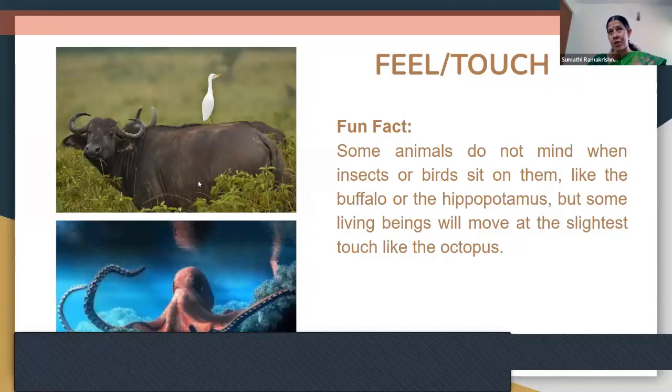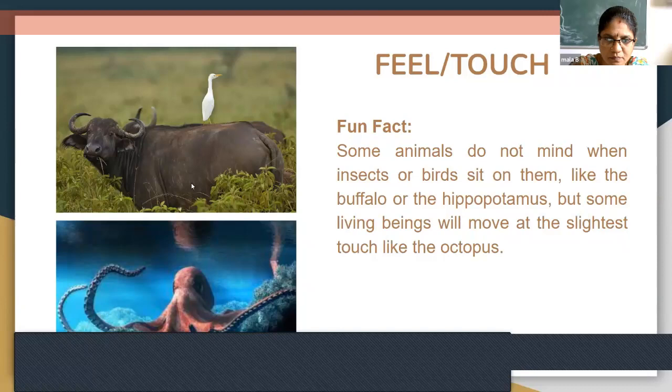Buffalo or the hippopotamus. But some, even you would have noticed, you just drop a pebble in a pond or a river, you can see the movement. Have you noticed this? Yes, fish, ma'am. When you throw a stone or something, not only octopus, I'm talking about all fish and other things, they move immediately. Whereas a buffalo doesn't bother if something is thrown. That's why we say it's thick-skinned.